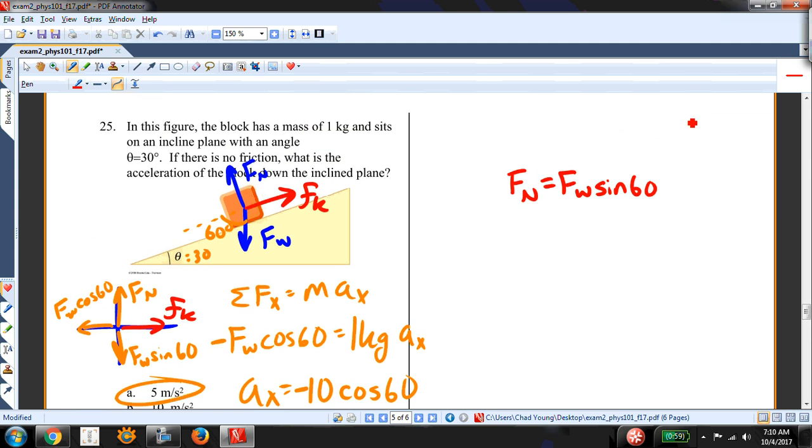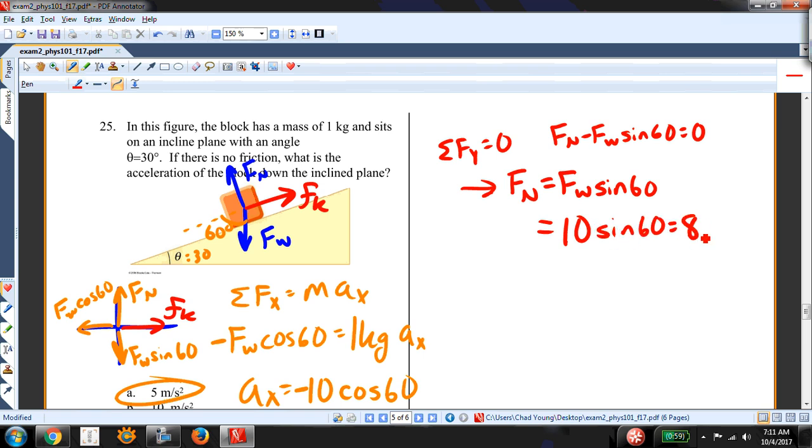Let me just take a little step back. What I did there is I said the sum of the forces in the y is equal to 0. That means Fn minus Fw sine 60 equals 0. But for an inclined plane, this is always true, at least for you guys, unless you have some other forces that are acting on it. And that'll always be the case for y'all. So Fn is equal to Fw sine 60. That's going to be equal to 10 times the sine of 60, which is 8.7 newtons, or 8.66 newtons. So that's my normal force.